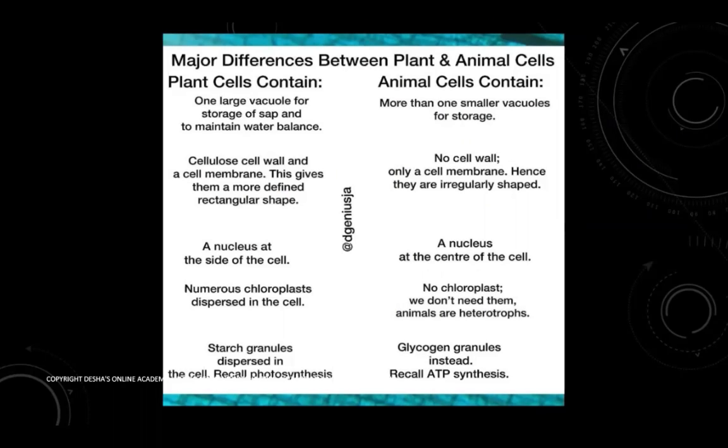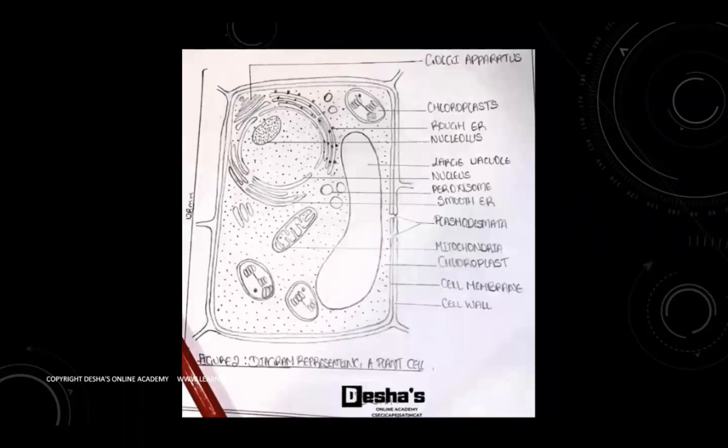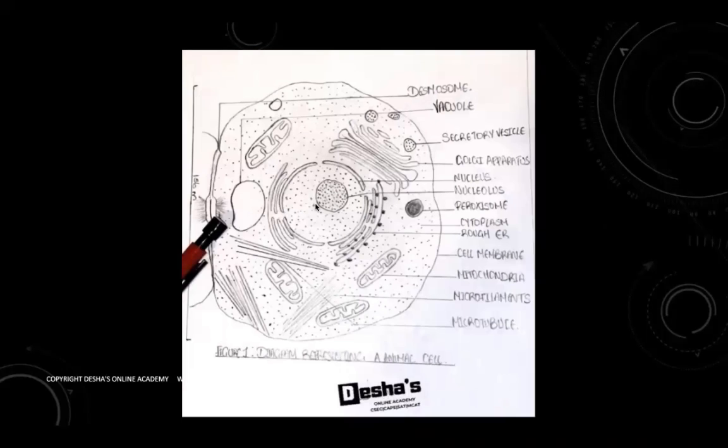Another structure only found in plant cells is the chloroplast, right? The chloroplast is dispersed all over the cell, as you can see. The photosynthetic machinery is all over the cells. But animal cells don't contain chloroplasts because we are heterotrophs.